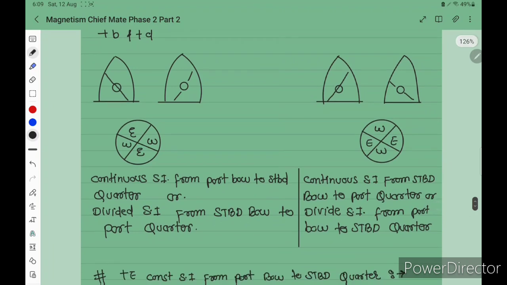So continuous soft iron from port bow to starboard quarter, or divided soft iron from starboard bow to port quarter. This is divided, this is continuous. Where is plus E? Continuous soft iron from starboard bow to port quarter, or divided soft iron from port bow to starboard quarter.